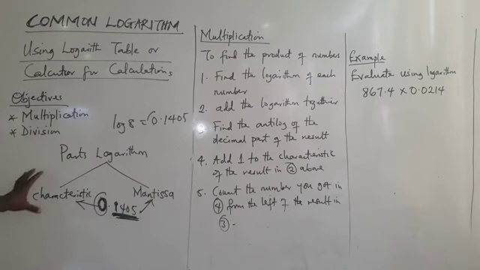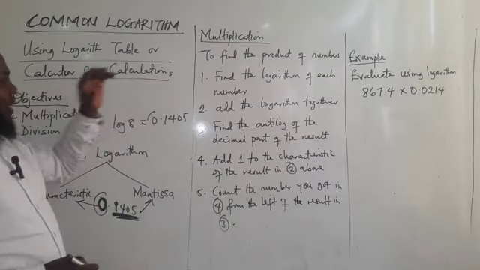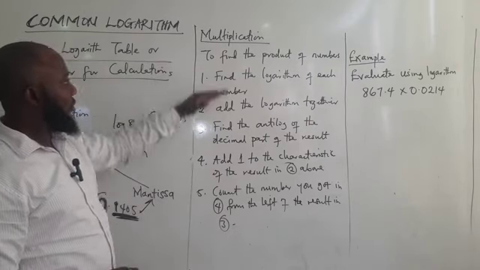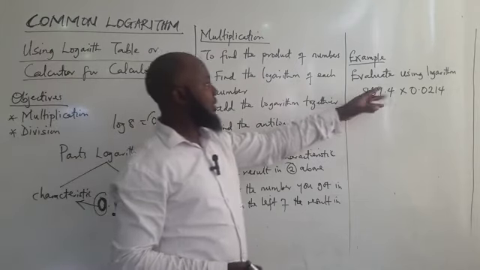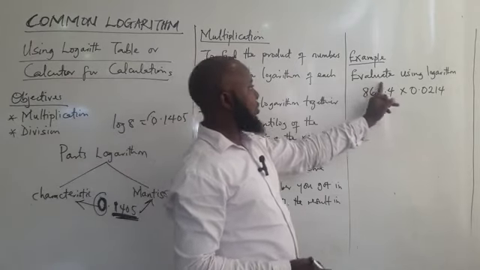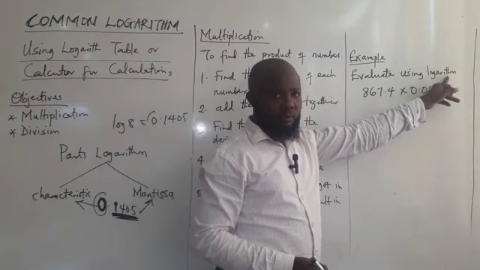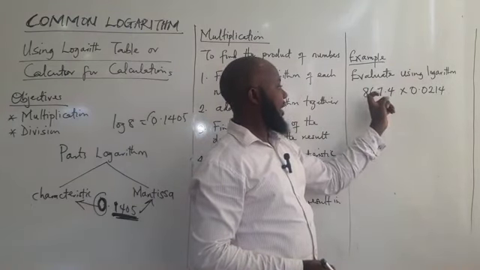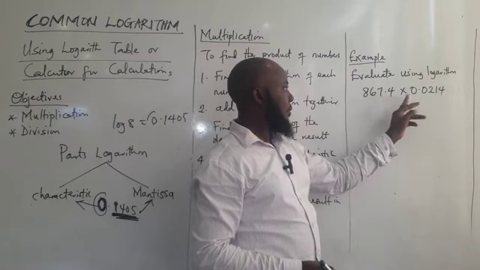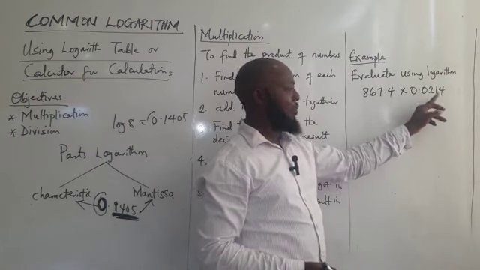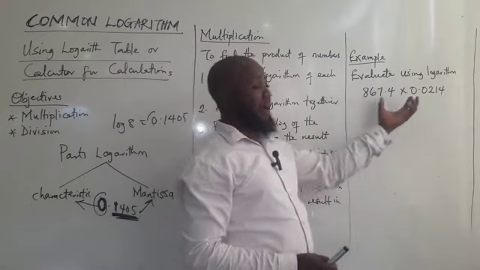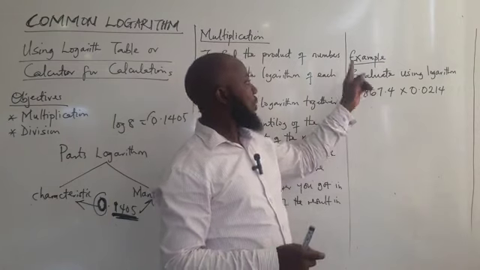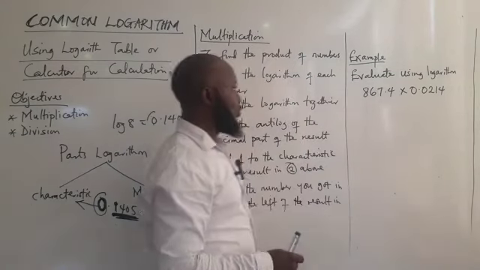So we start with multiplication. Now we're going to go through these steps to evaluate this. The question asks us to evaluate using logarithm: 867.4 multiplied by 0.0214. If you use a calculator, you're going to get the right answer. But since the examiner has asked you to use what? Logarithm. So you must make sure you use logarithm.